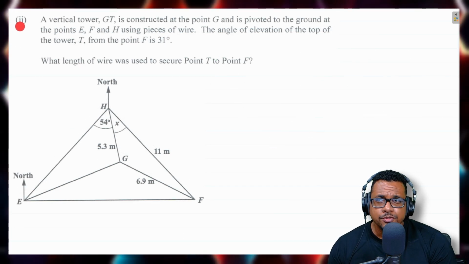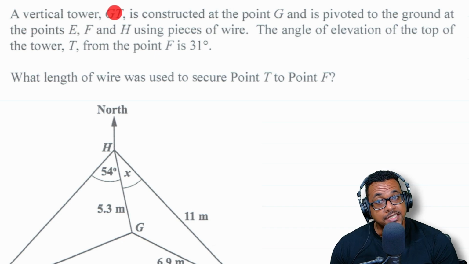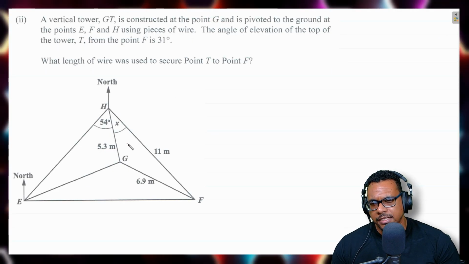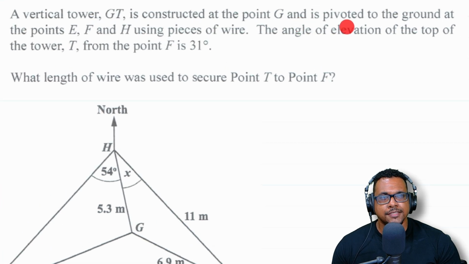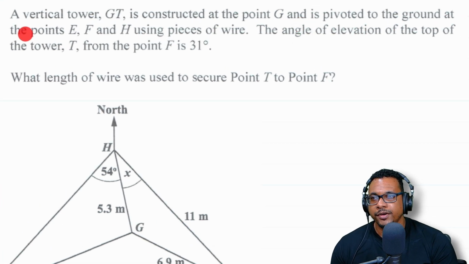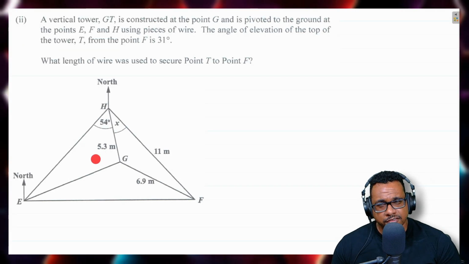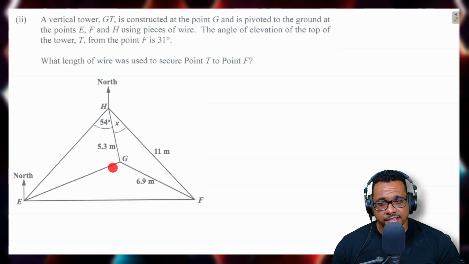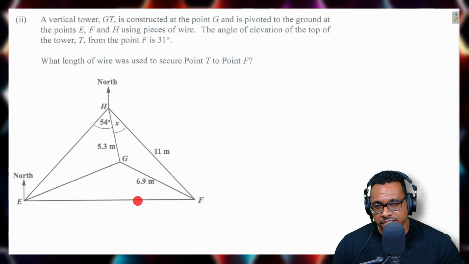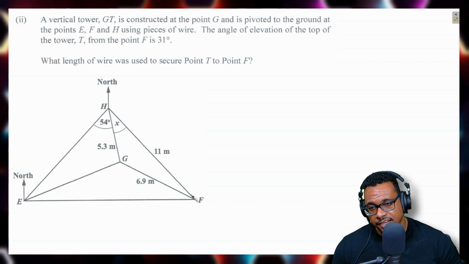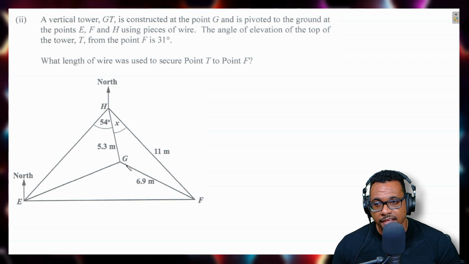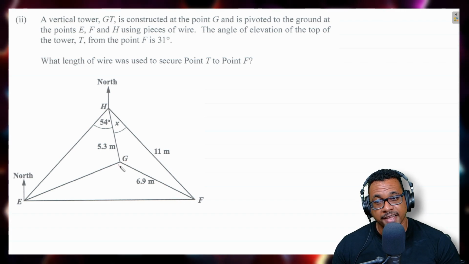So moving on to part 2, we have a vertical tower GT constructed at the point G. At G, we're going to construct a vertical tower, and it is pivoted to the ground at the points E, F, and H. This is sort of a 3D shape. I know this two-dimensional surface can't really represent that, but E, H, and F are horizontal, and we're going to have a tower coming up at G.